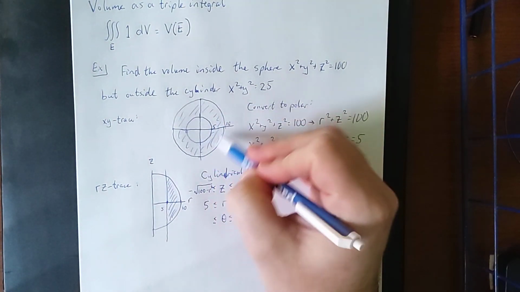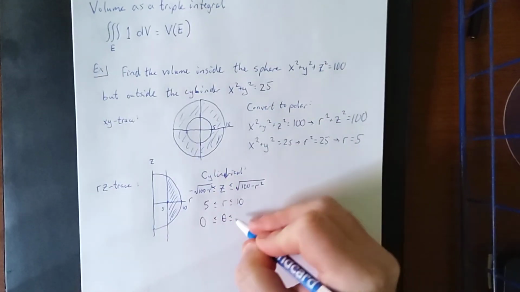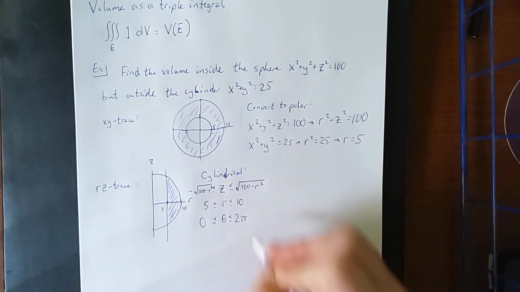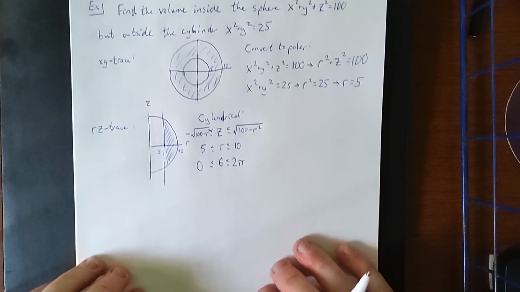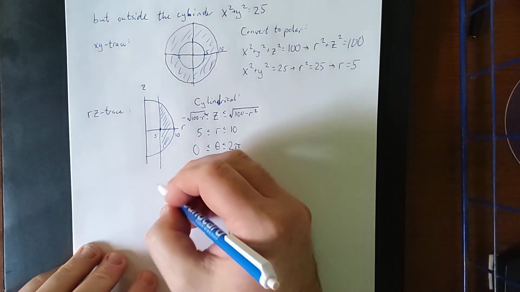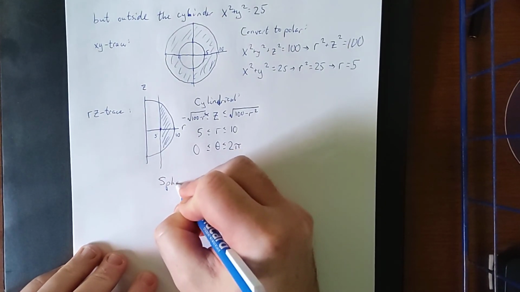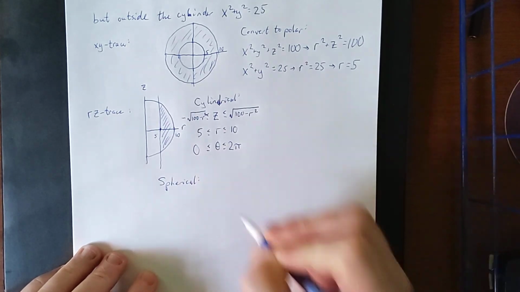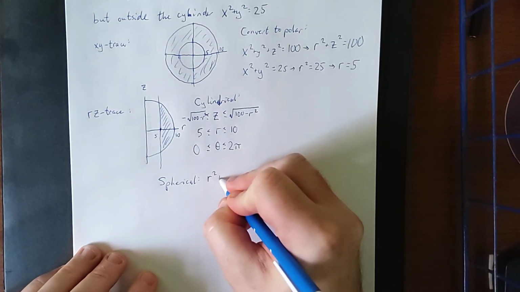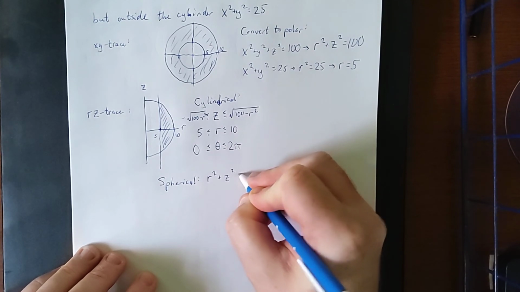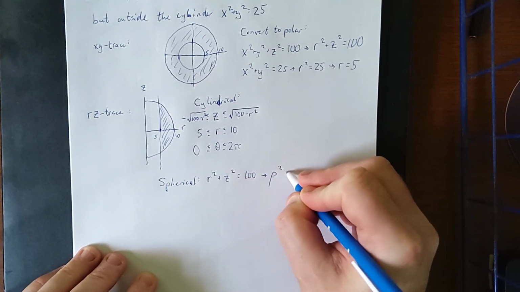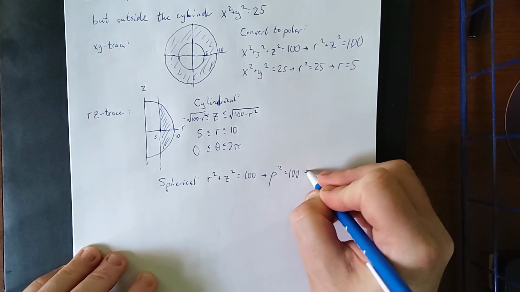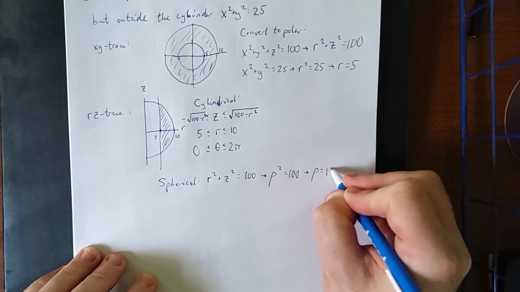Theta is going to be one full trip around the Cartesian plane, so that'll be from 0 to 2 pi. Now, if we are interested in the conversion into spherical coordinates, we could certainly do that as well. So first off, r squared plus z squared would give us our outer bound. R squared plus z squared in spherical coordinates would be rho squared. So that would be rho is equal to 10.